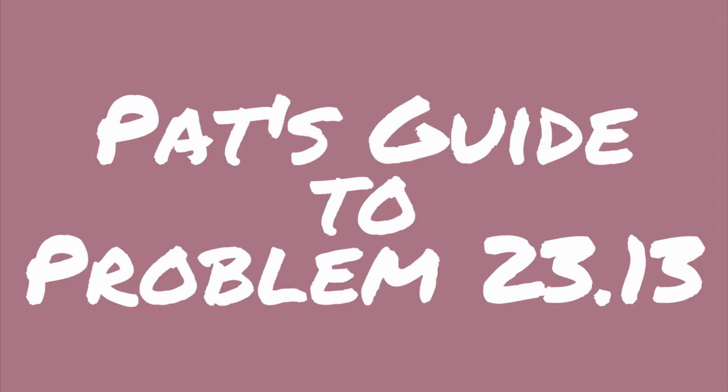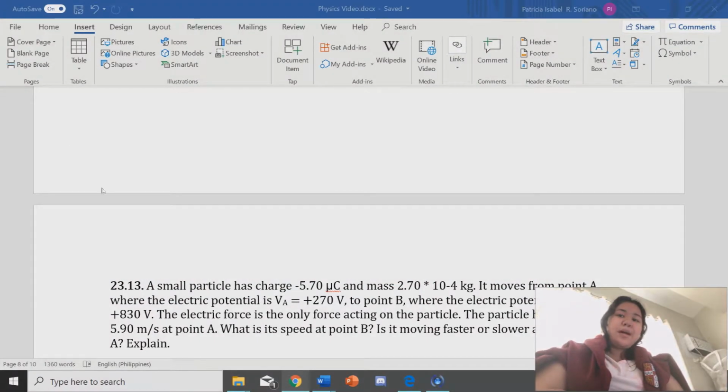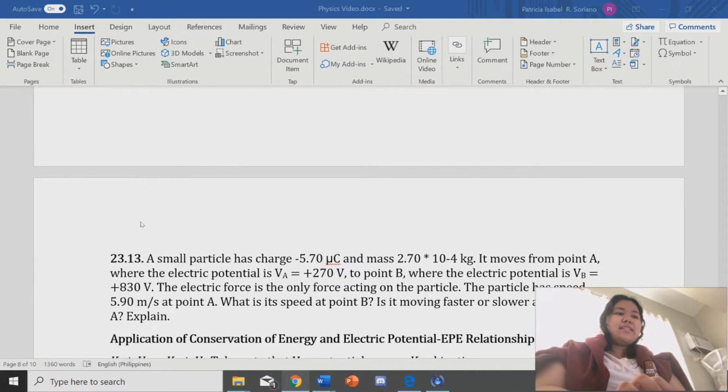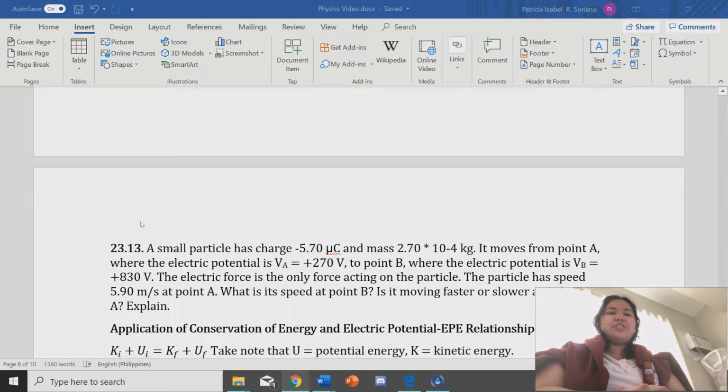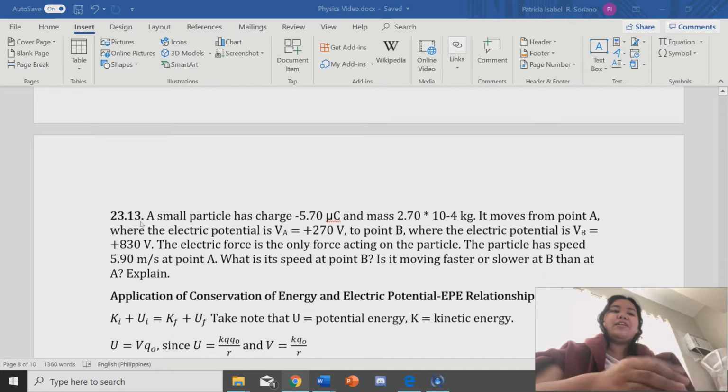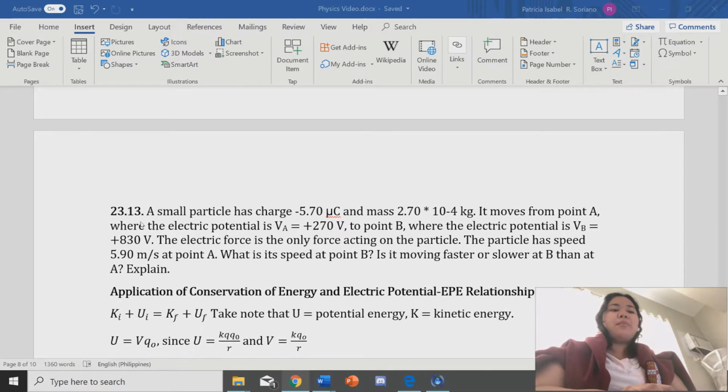Thank you. This is our second problem for chapter 23, and this is a problem with a basic application of the conservation of energy and the electric potential and electric potential energy relationship. So here's the problem.